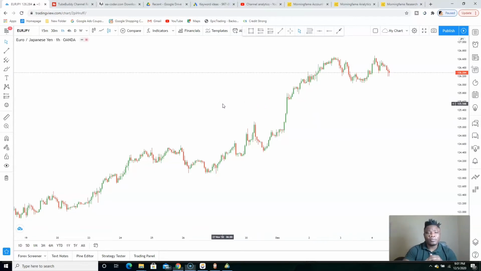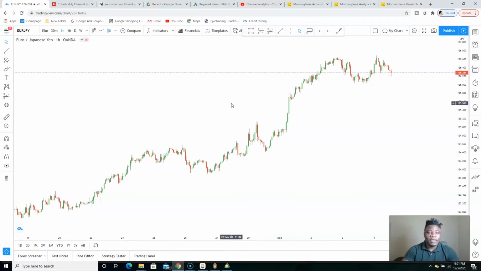So right now we're looking at your JPY, and using this strategy we're going to be using three indicators. That's what we're going to be using, and we're going to be doing technical analysis on the 1 hour time frame.